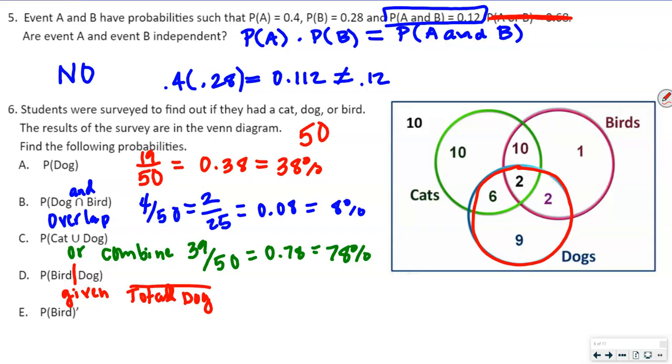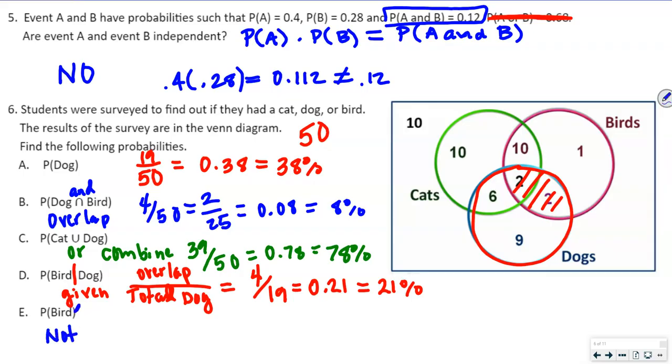So how many of the people that had dogs also had birds? Weren't we going to be talking about this number right here? The people that had dogs were 19. So this is going to be our overlap of the dogs and the birds. So that's going to be 4 over our 19. That does not reduce again because 19 is a prime number. So this is going to be 0.21. And again, multiply that by 100. That's 21%, okay?